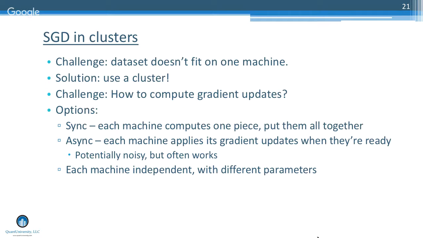Another approach could be each machine applies its gradient updates when they're ready, but that could be potentially noisy. Okay. And then another approach could be to let every machine compute independently, with its own parameter updates. So there are different ways in which you can do this, and there are different algorithms and papers talking about different approaches, and we'll talk about a couple of them and how that's been integrated with Spark.